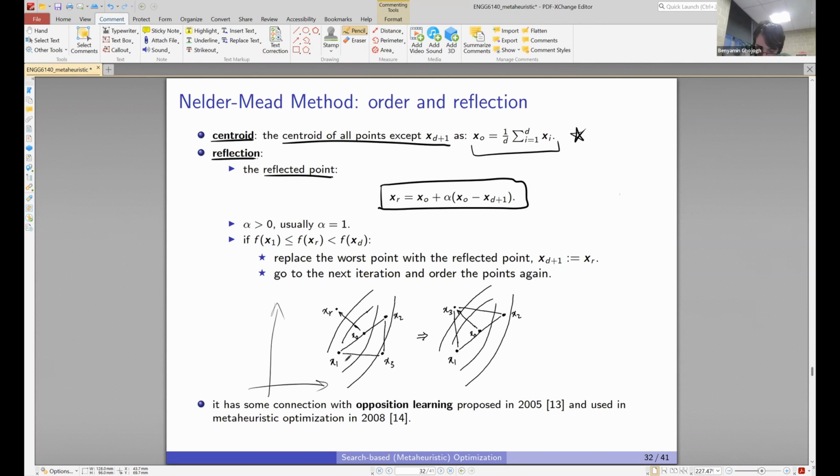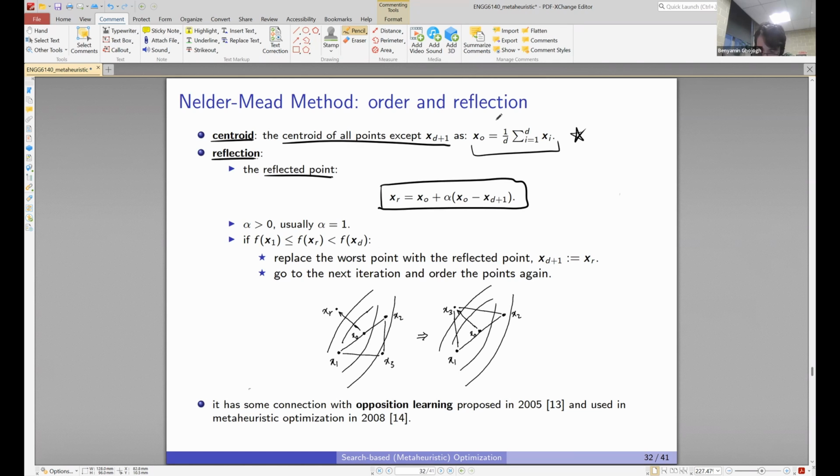Now x1, x2, x3. So what do we do here? Assume x1 is the best, x2 is the second best, and x3 is the worst. I think by this cost value, you can also understand what I'm talking about. Now, here I have drawn the centroid. So the centroid x_o is the mean of x1 and x2. We exclude x3. So the mean of these will be x_o here. This is the centroid.